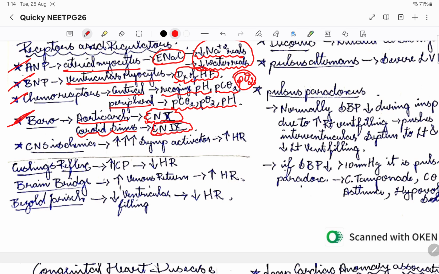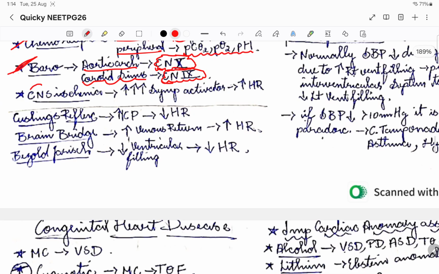Then in CNS ischemia, for example when a stroke is happening and ischemia is occurring, there is increased sympathetic activity. That is why the BP increases in stroke patients. The heart rate is increased because the brain is telling the heart, I am dying, please send me more blood. So the heart increases its rate. This is what happens in CNS ischemia.